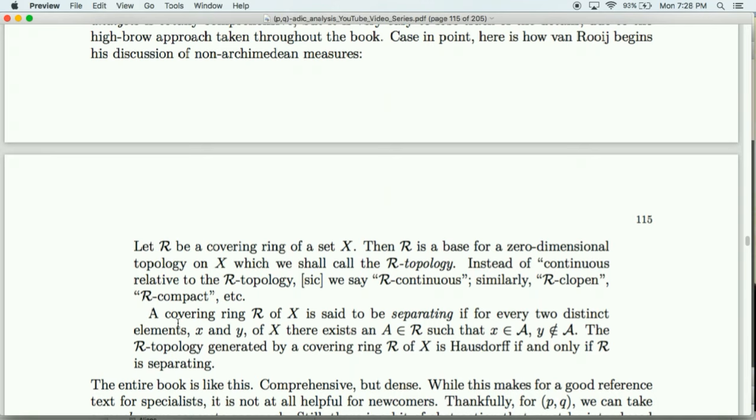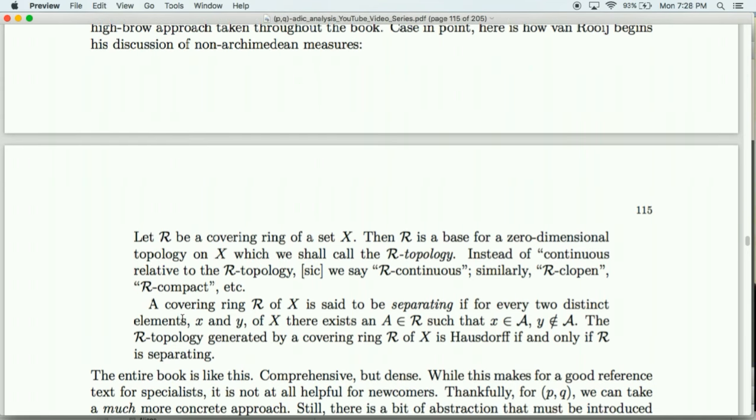It's horrifically dense. And this makes it an incredibly good reference for specialists doing abstract stuff, but in terms of welcoming newcomers, they might as well have stuck up heads on pikes. It's that deterring. Thankfully, for p-adic analysis, we can take a much more concrete approach.